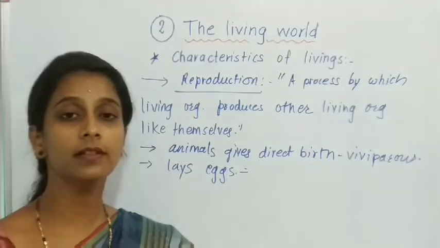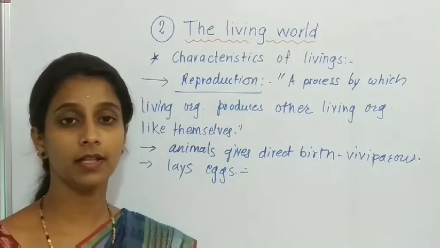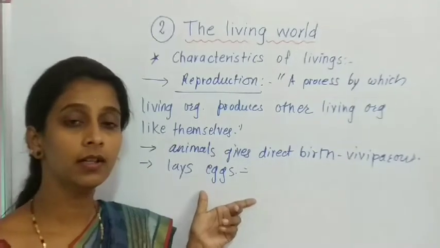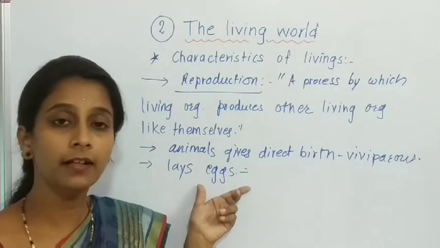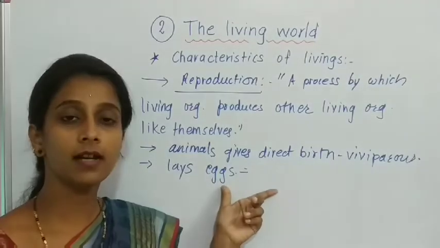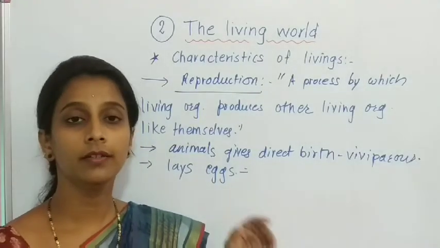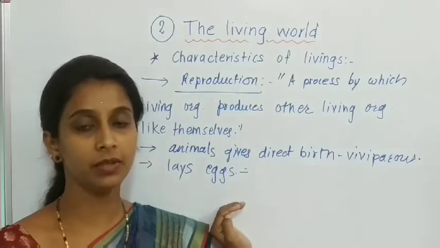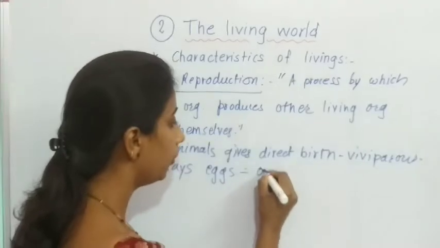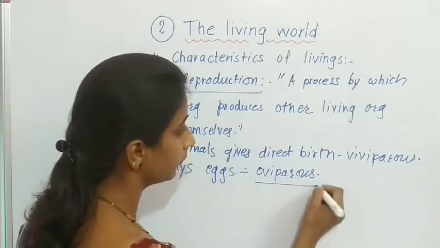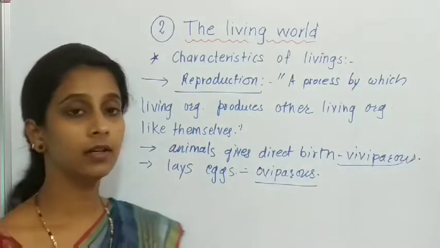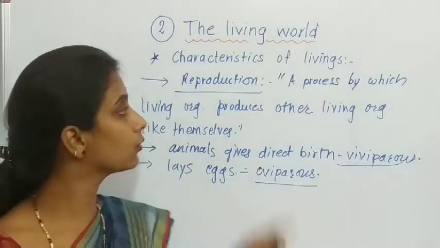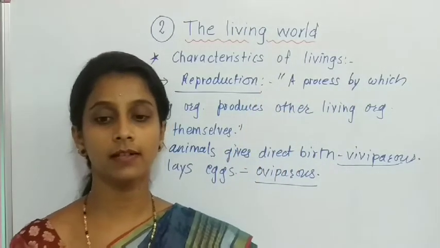And the next type, that is laying eggs. Mostly all the birds and some animals like crocodiles, lizards, turtles lay eggs. Means they do not give direct birth to their young ones. They lay eggs, and after coming out of the body of the female, the eggs get developed, and by the process of hatching, their young ones come out. And such animals are called oviparous animals. Oviparous animals. So in this way, animals give birth to their child. Means they produce their young ones, and such a process is called reproduction. This is a very important characteristic of living organisms.